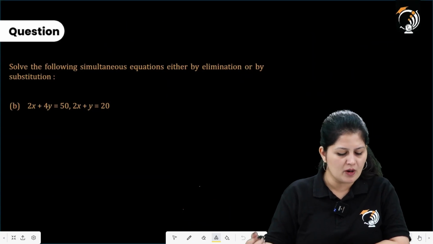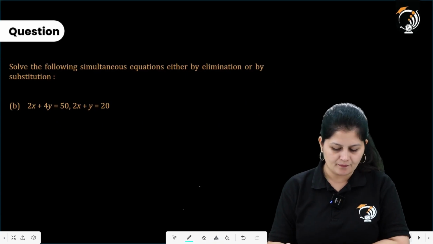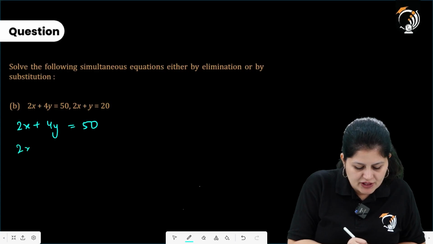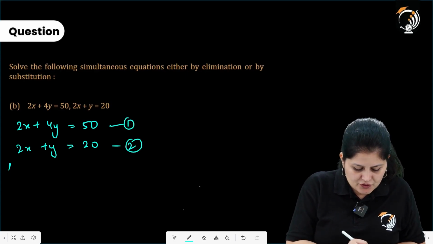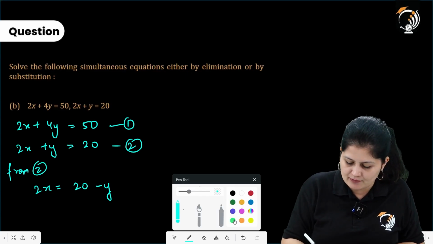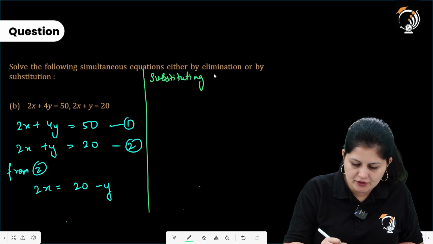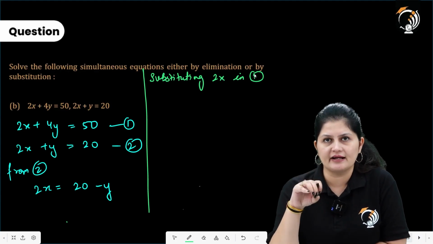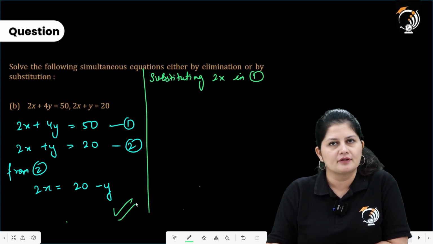Okay. Moving to one more question on this, right? Let's say that we need to solve these equations again by the substitution method. Here the first equation goes as 2x plus 4y is equal to 50, while the second one goes as 2x plus y is equal to 20. So if I get the value of 2x from the second equation, 2x is going to be equal to 20 minus y. Now we are simply going to do the substitution here, substituting 2x in equation 1. Here I had 2x directly, that's why I am substituting 2x. But just in case you are getting only x there, then you will find out the value of x from this particular step. Clear?